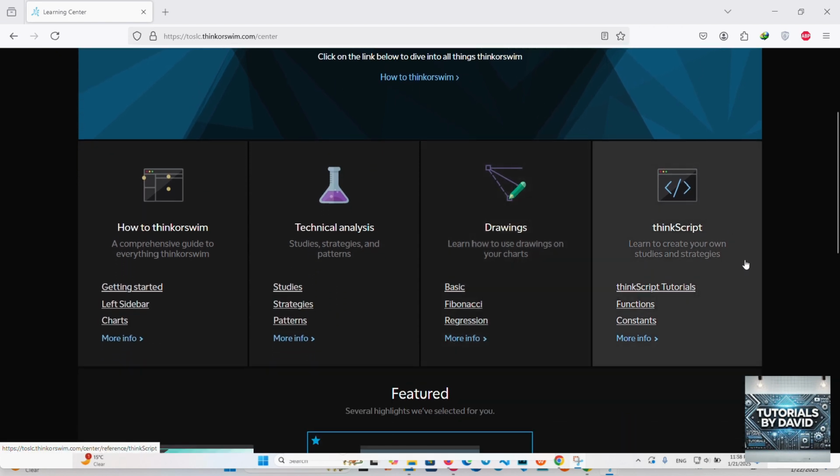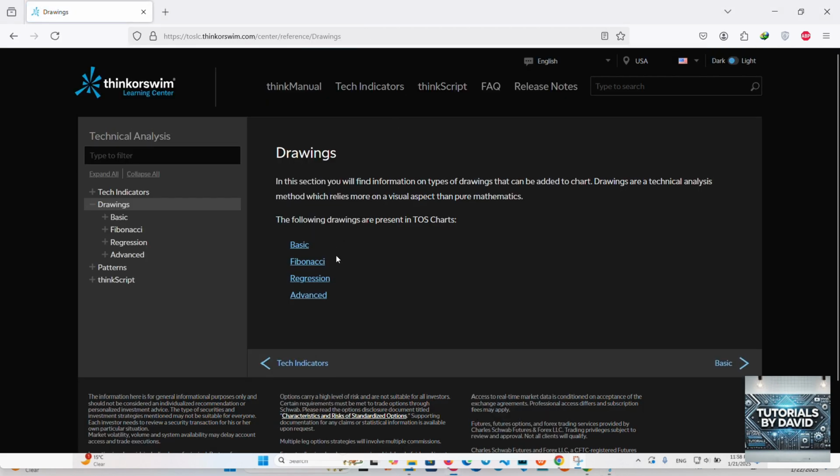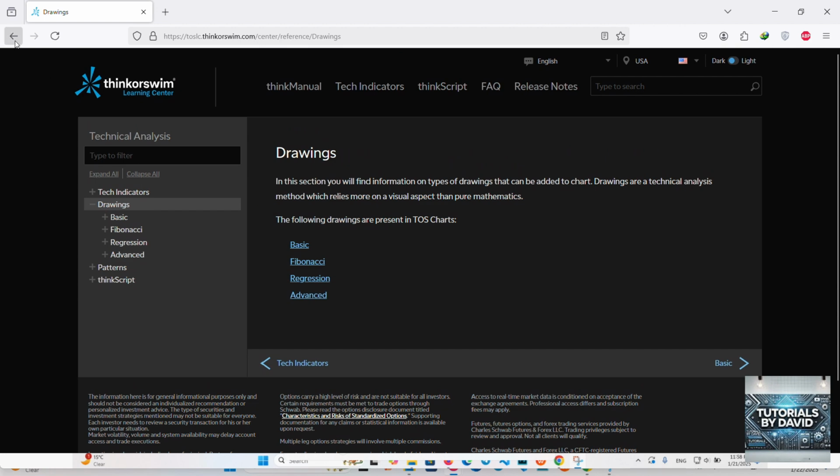Download and set up Thinkorswim. Visit the TD Ameritrade website to download the Thinkorswim platform. After installation, log in with your TD Ameritrade account credentials to access its features.